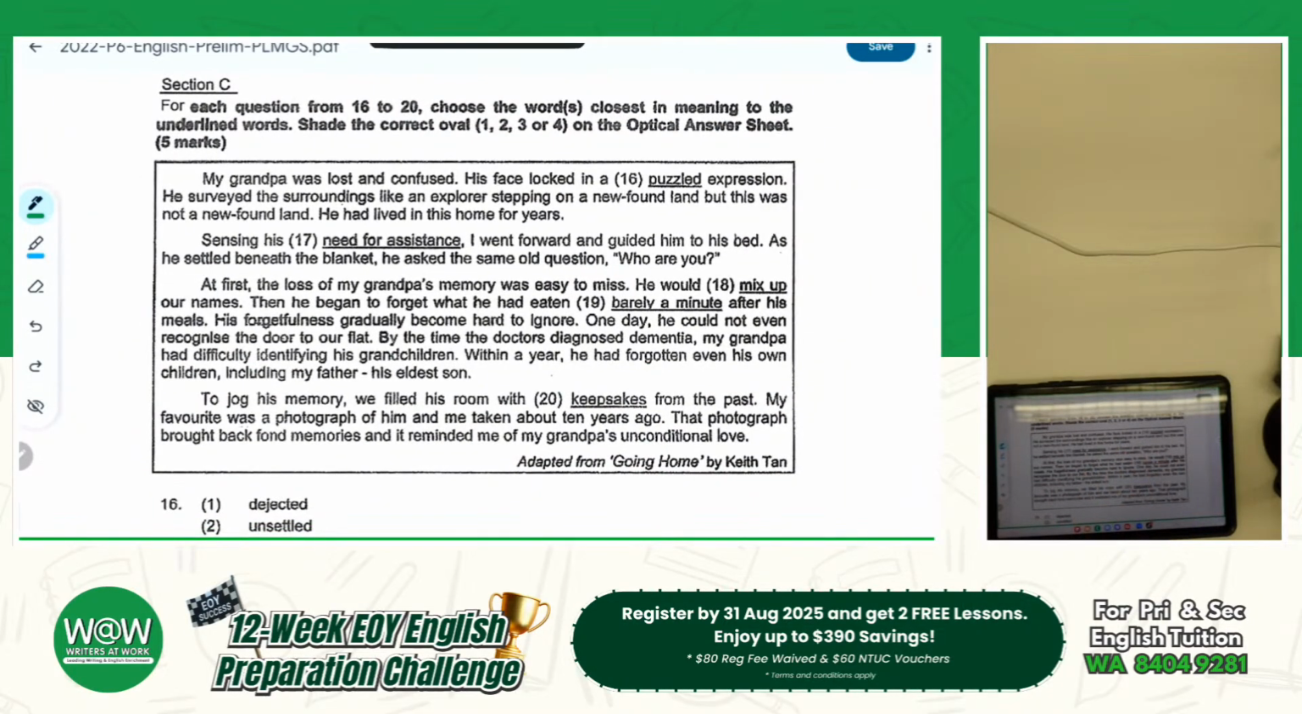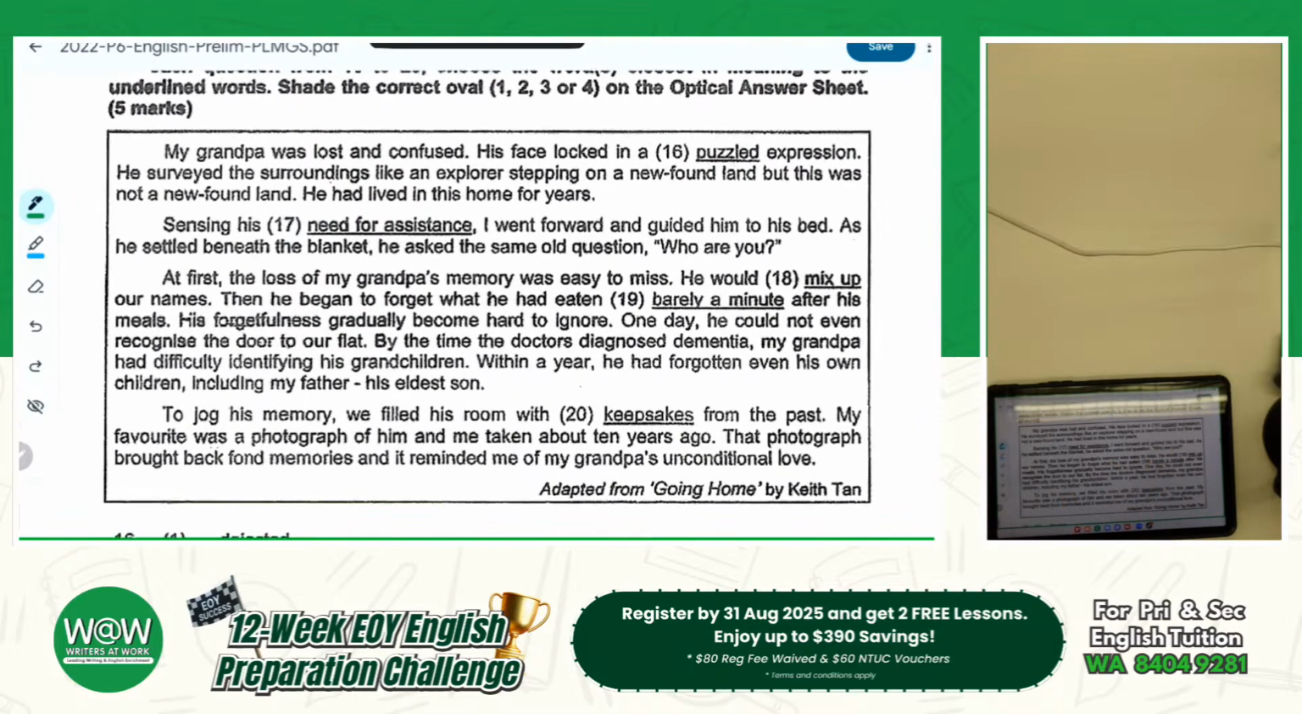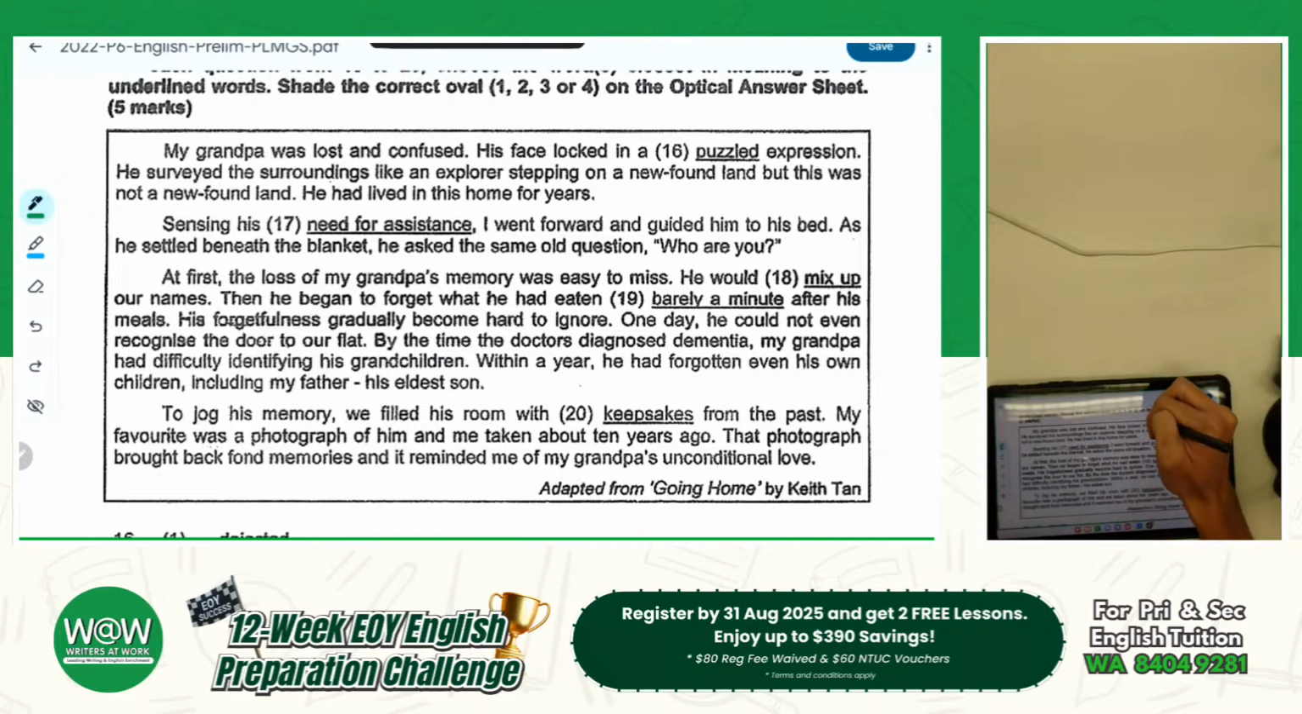So what will happen is as follows. I'll read through the text with you and we'll understand the underlying words. Once done, we'll look at the options and choose the most appropriate one. So it reads, my grandpa was lost and confused. His face locked in a puzzled expression. He surveyed the surroundings like an explorer stepping on newfound land, but this was not a newfound land. So the first one is puzzle. So puzzle here means you are unable to understand something. You may be very confused as well when you are puzzled.